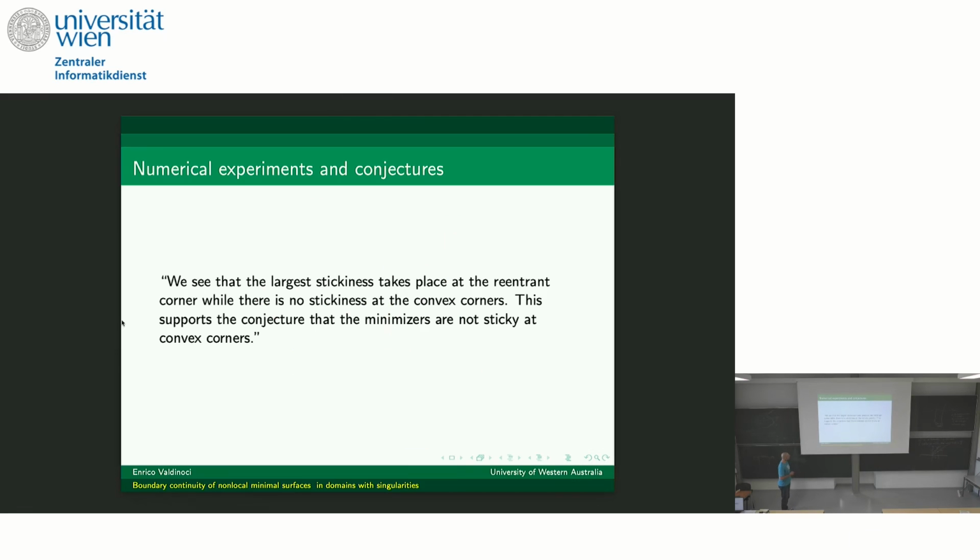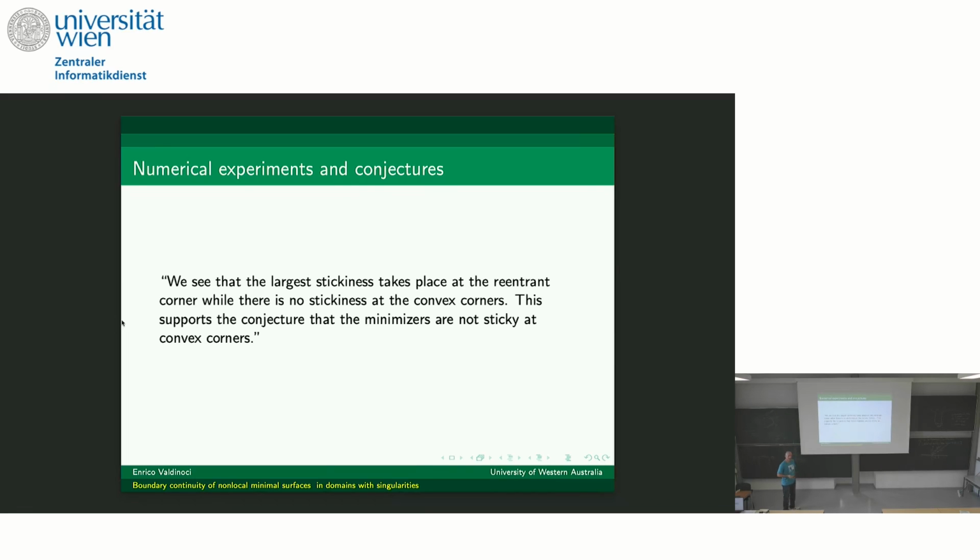So they pose a conjecture in their paper. They say, we see that the largest stickiness takes place at the reentrant corner, while there is no stickiness at the convex corners. This supports the conjecture that the minimizers are not sticky at convex corners.